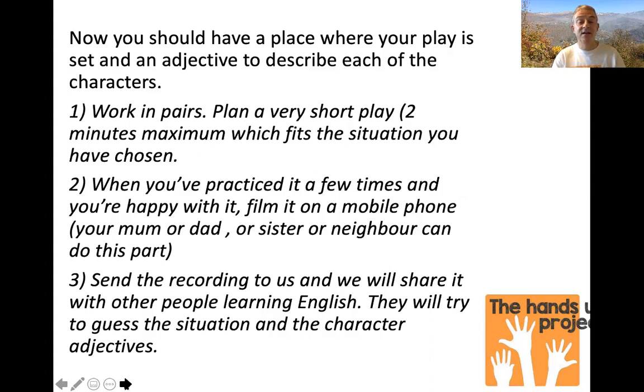and we will share that with other people who are learning English, and they will try to guess 3 things. What's the situation? What's the adjective to describe the first character? And what's the adjective to describe the second character?